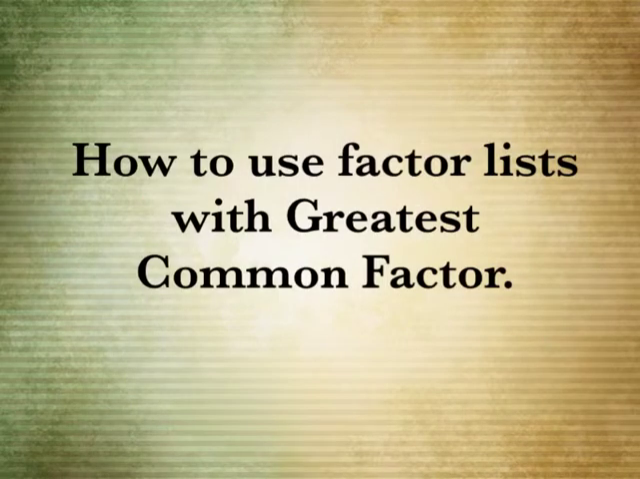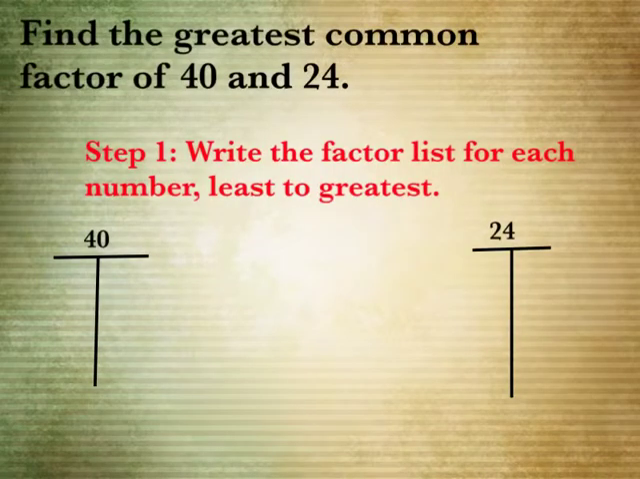Alright, the next part of this video is going to be using factor lists to find greatest common factor. If you're only here for factor lists and not GCF, you can end the video now. If you'd like some more information on how to find the greatest common factor using factor lists, continue on. The problem we will be looking at is find the greatest common factor of 40 and 24.